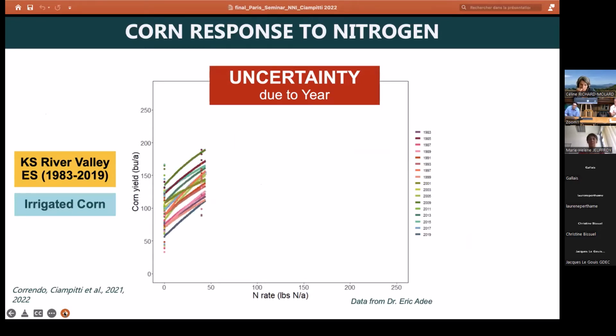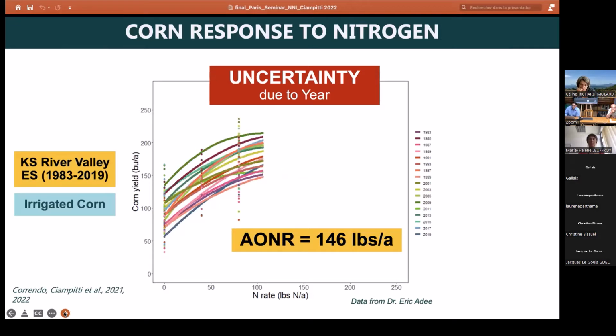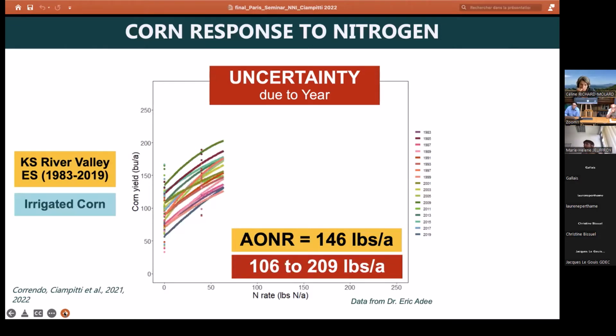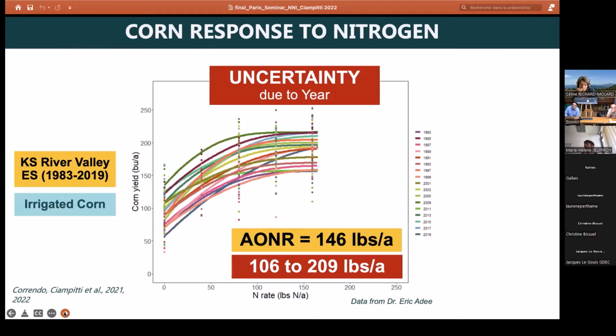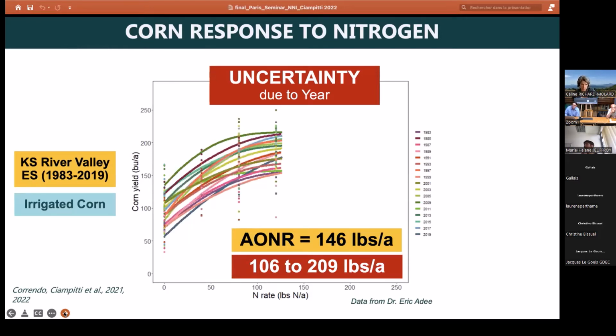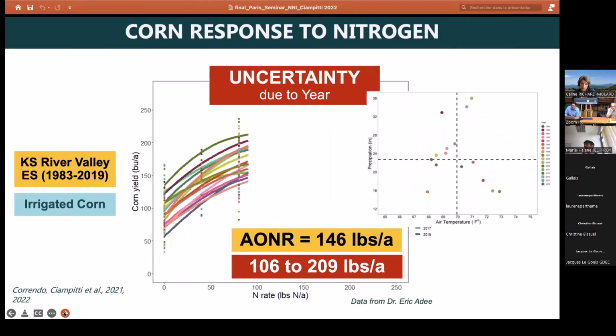And not only that, because uncertainty is not only based on the year. Here we say that the agronomic optimum is close to 150, but then the real optimum ranges from 100 to 200, which basically depends on the soil supply. And of course, it depends on the precipitation and temperature during the growing season. So if you look at all the years, they're all different. No years are repeated, and most of the variability is coming from there.